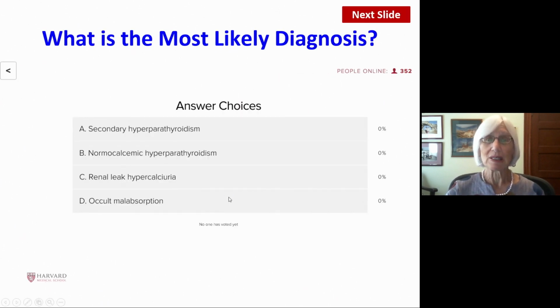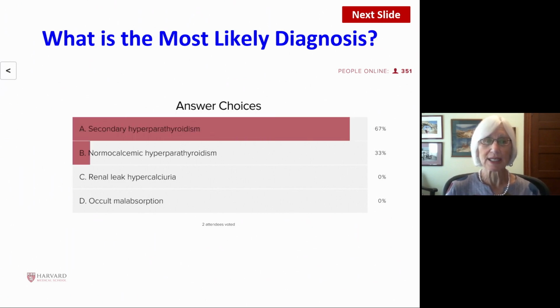Here's another ARS, second ARS. What is the most likely diagnosis? A, secondary hyperparathyroidism. B, normocalcemic hyperparathyroidism. C, renal leak hypercalciuria. Or D, occult malabsorption. And I'll let you take a few seconds to vote here.